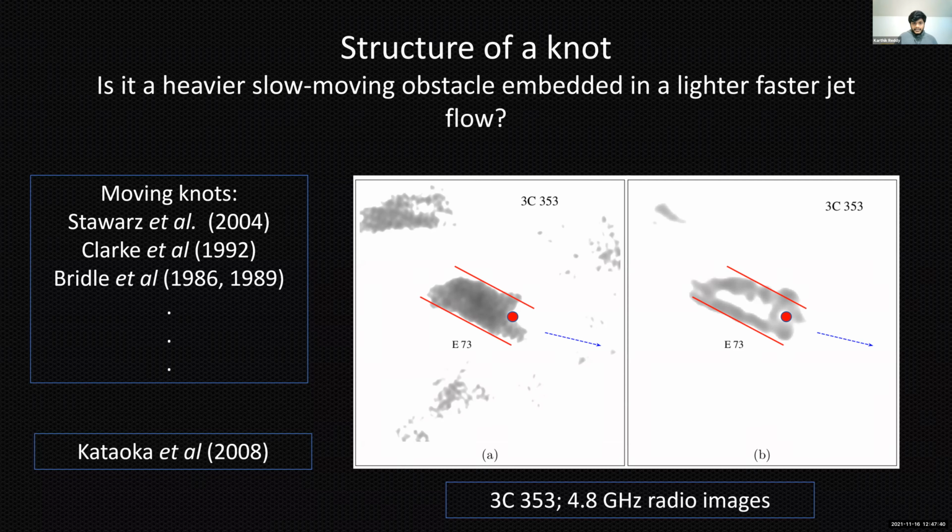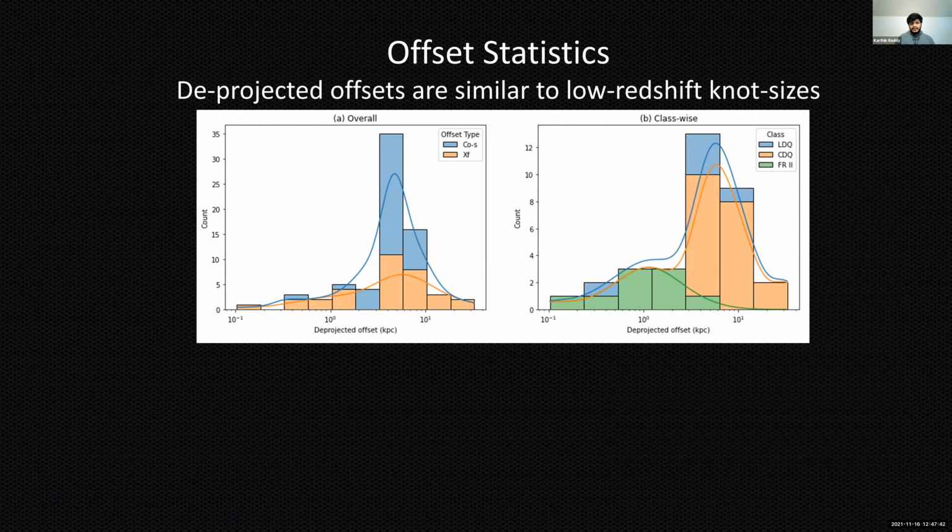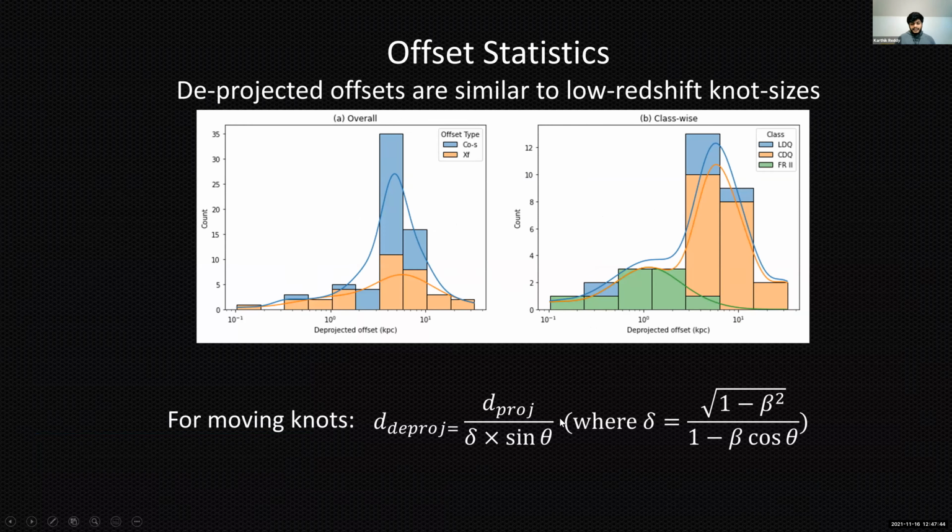So if these knots are moving, then deprojection has to contain an additional factor of delta, which is the Doppler boost given by this formula. The process here is that as a linear object moves faster and aligns closer to our line of sight, we'll see its magnified version.